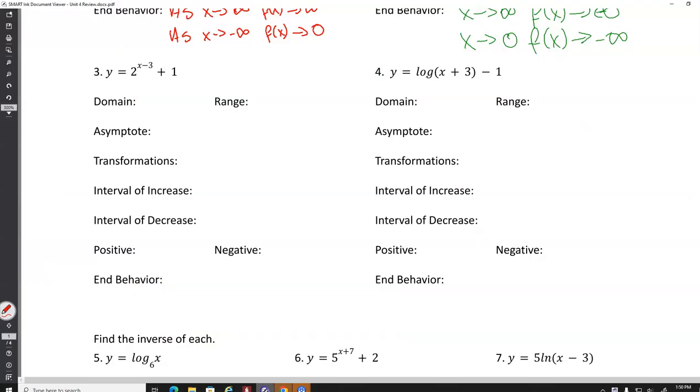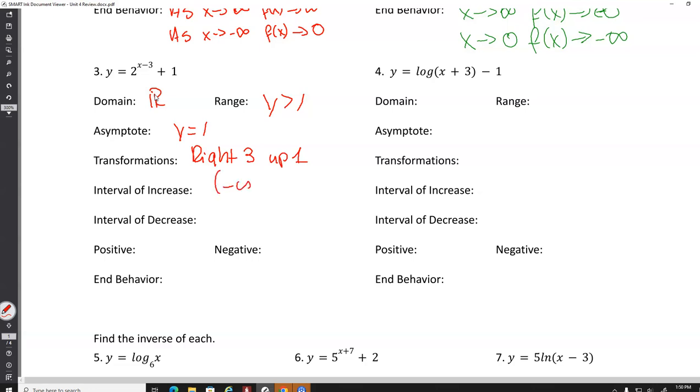All right, so again, that's it for this one. So we can finish it up: all real numbers. Y is greater than 1, y equals 1, okay? Right 3, up 1. It is increasing from negative infinity to infinity. And as x approaches positive infinity, my function is traveling up.